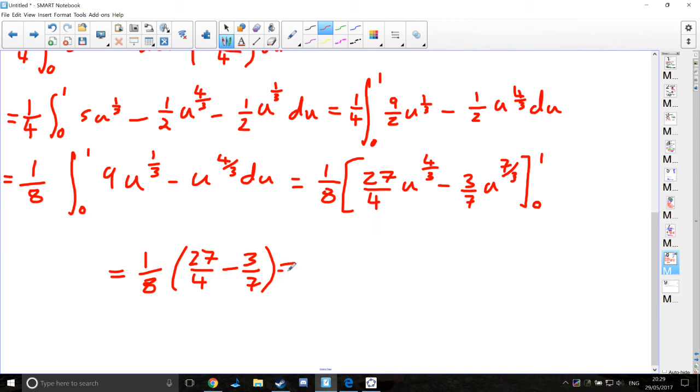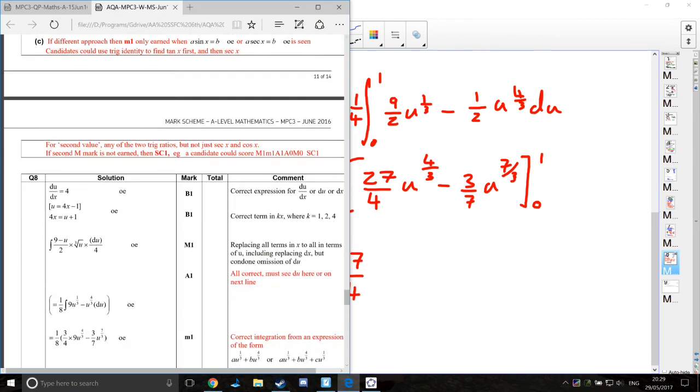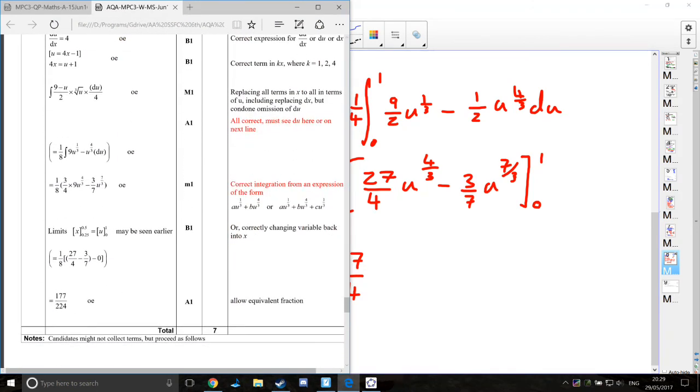177 over 224. And if we have a look, that is what the mark scheme reckons we should get.